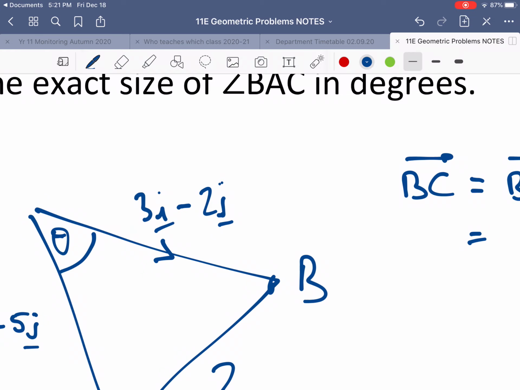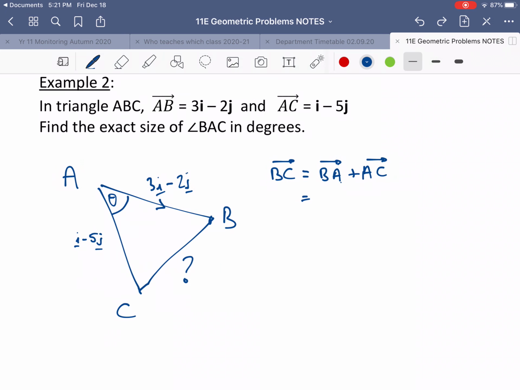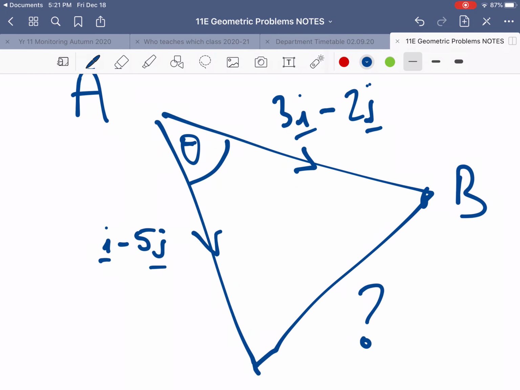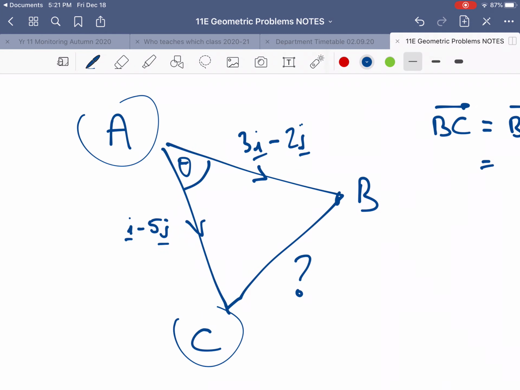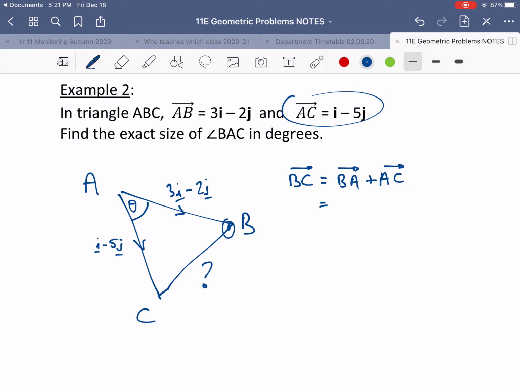3i minus 2j. Sorry, I missed the minus. And we're told that A to C is i minus 5j, and that's going from A to C. So the vector is travelling down along that diagonal. So to get from B to C, we're going to go up there, down there, which is BA plus AC.